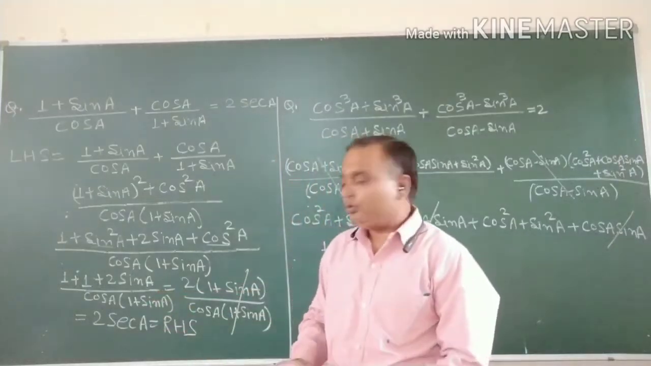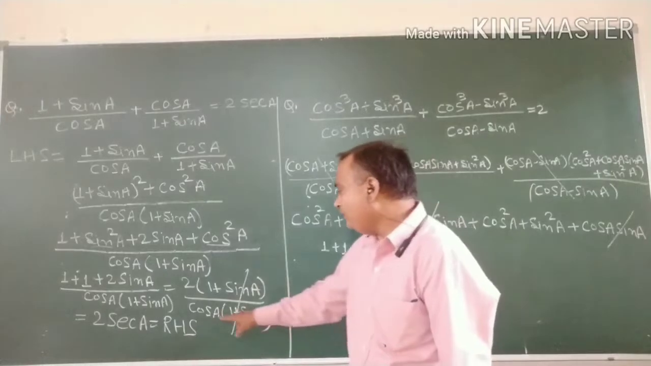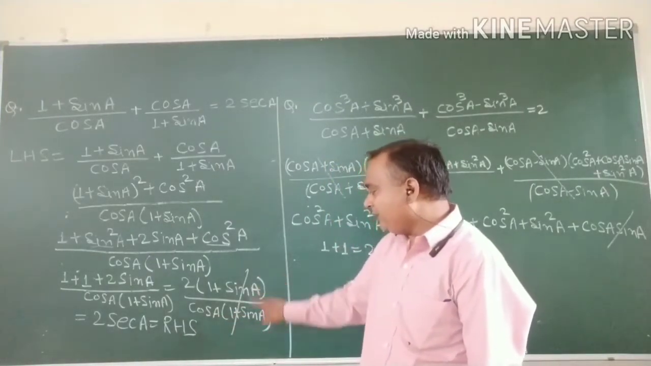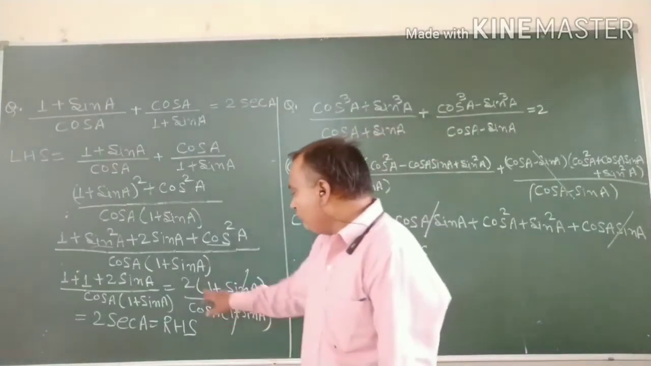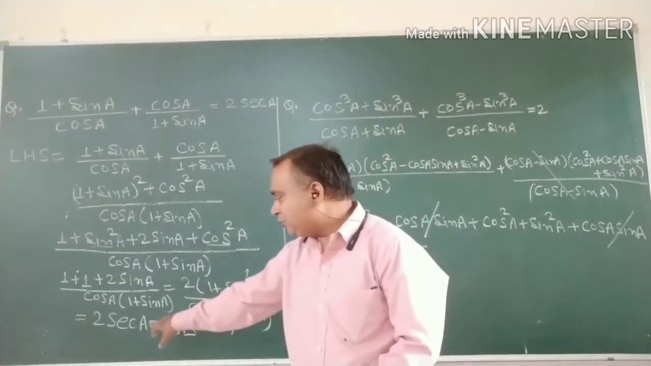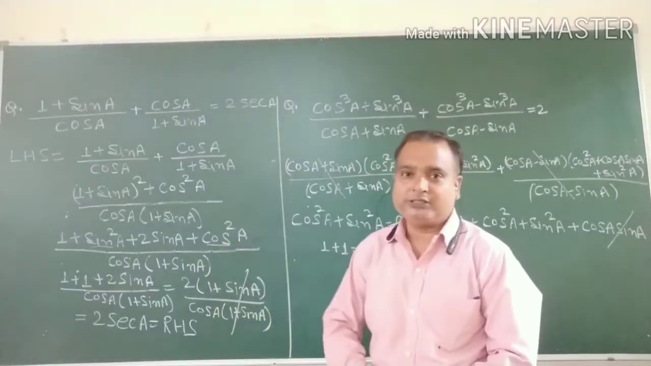Can we take common 2 from the numerator? Yes. So it is 2 into (1 plus sin A) upon cos A into (1 plus sin A). Now (1 plus sin A) in the numerator is cancelled with (1 plus sin A) in the denominator. So 1 upon cos A, we know that is sec A. So 2 upon cos A is equal to 2 sec A. That is the right hand side of this question.